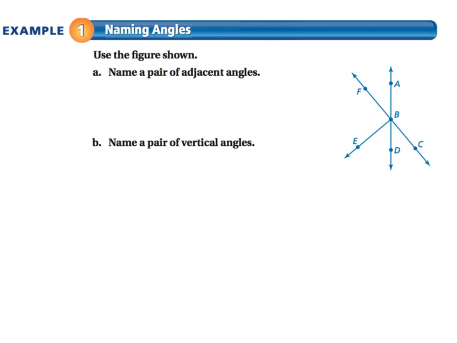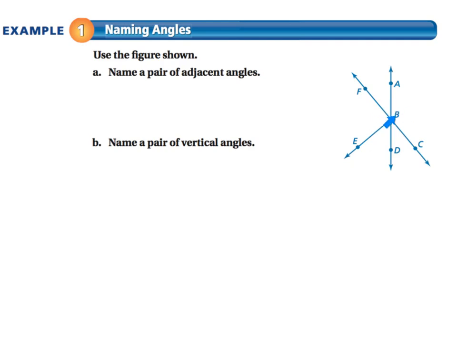All right, in example 1, we have this figure. In A, I want you to name a pair of adjacent angles, and in B, I want you to name a pair of vertical angles. Now, first off, am I able to use angle B for any of these angles?